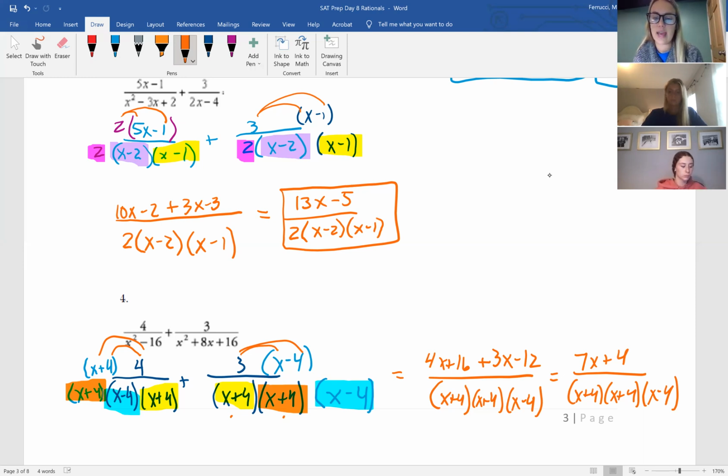And condensing that, you combine your like terms. So 4x and 3x gives you 7x. 16 minus 12 gives you 4. There's nothing we can factor out of that. So it would just be 7x plus 4 all over x plus 4 times x plus 4 times x minus 4.